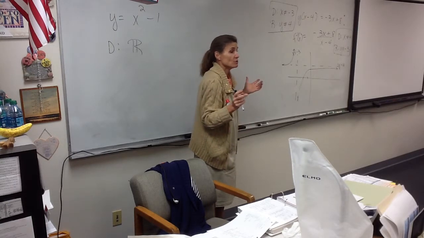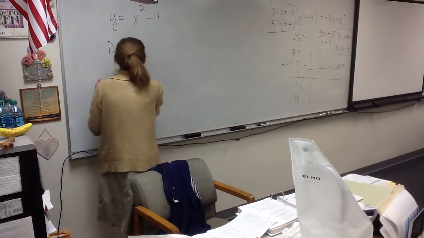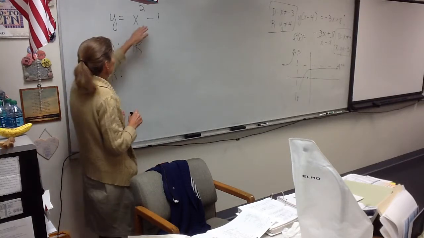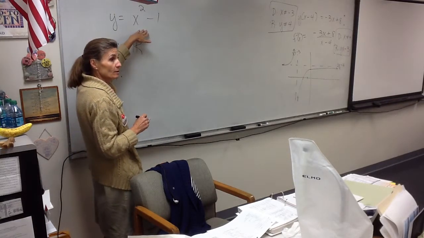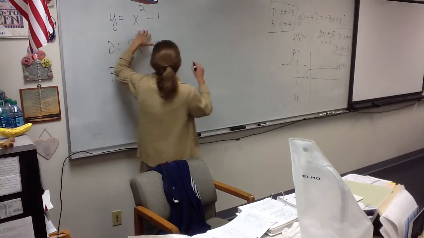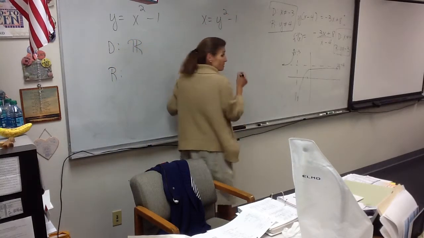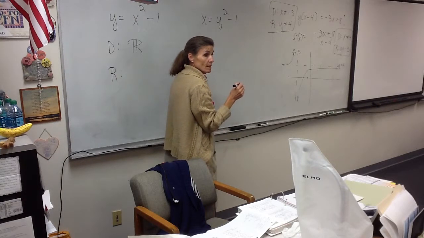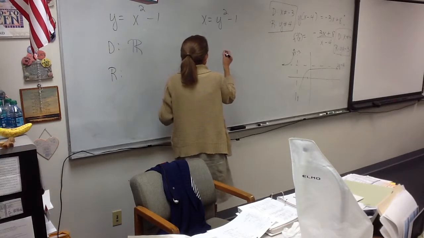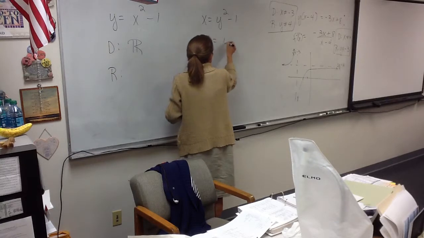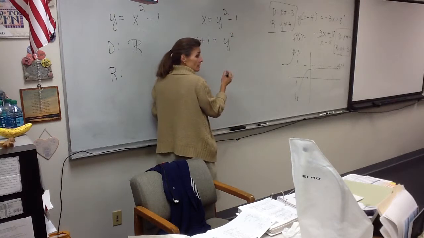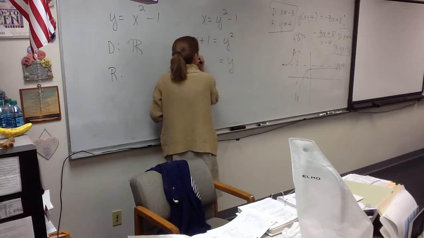Let's pretend you can't. You can't figure out what the range of this thing is. Let's find the inverse of this. Okay? What would the inverse look like? Well, we're going to do this, right? And then we will add 1 and square root.